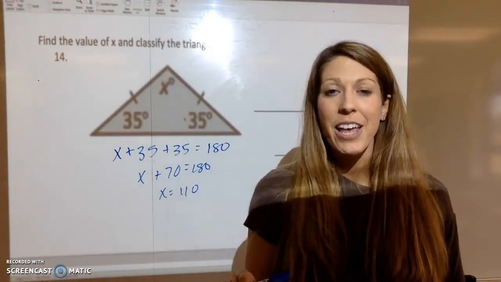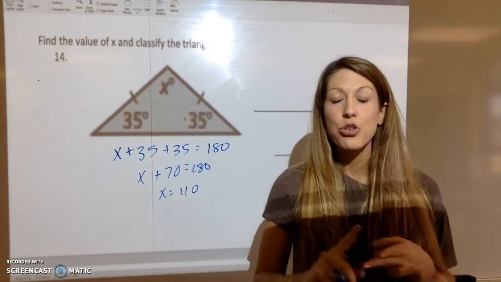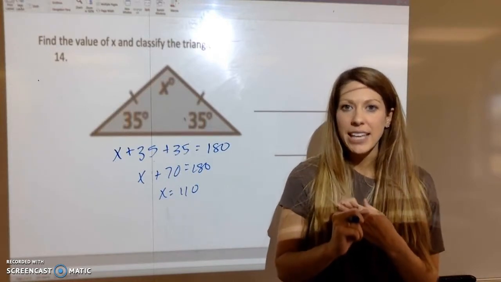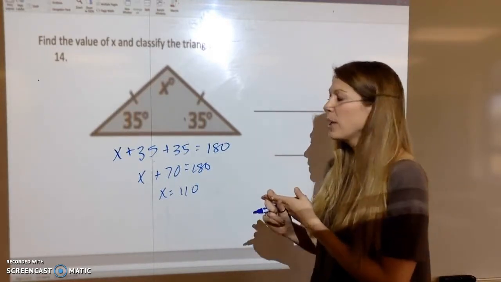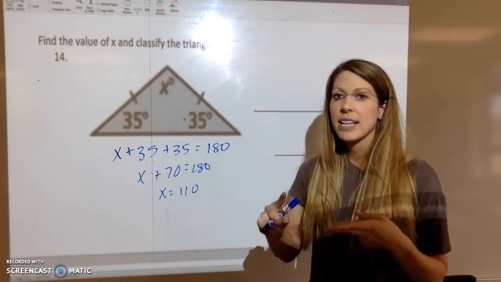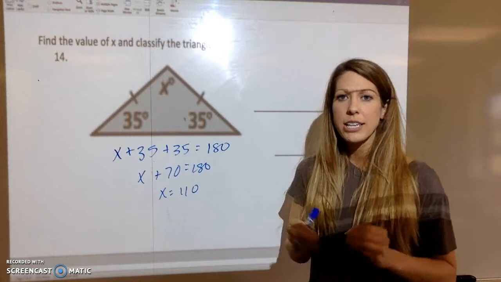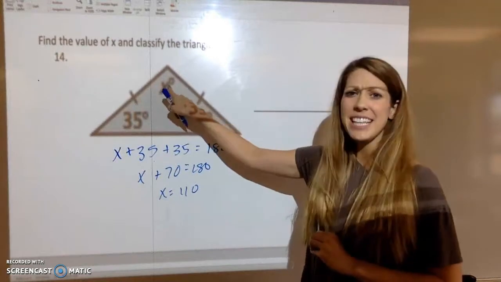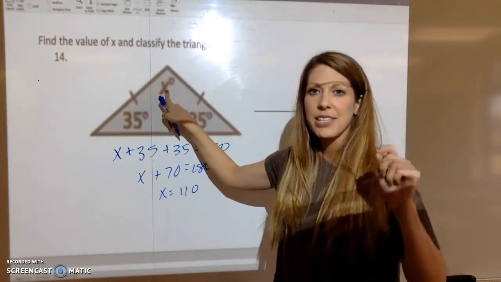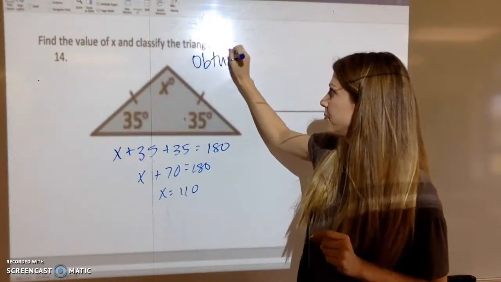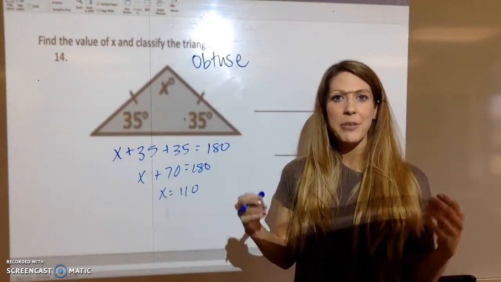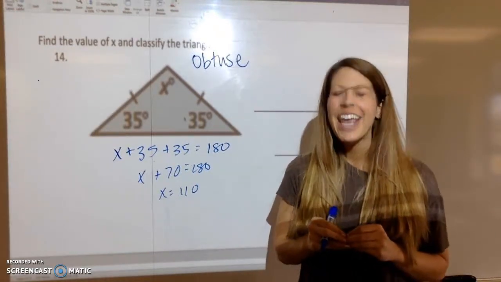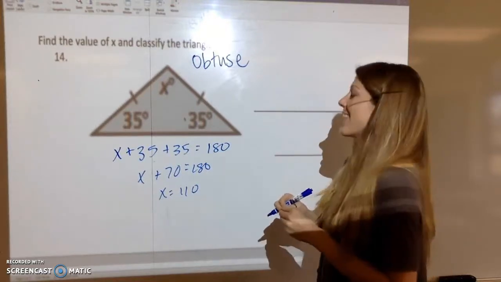Now, the second part, we have to classify the triangle. We classify a triangle two ways. You need two words here. One by the angles and two by the side lengths. So first, we ask ourselves, is there a right angle? Is there an obtuse angle? Or are they all acute angles? We just found that x is 110 degrees. So that means that this angle up here is obtuse. So this is an obtuse triangle. If there was a right angle, it would be a right triangle. If there are no right angles and no obtuse angles, it would be an acute triangle. All right, so it's obtuse.